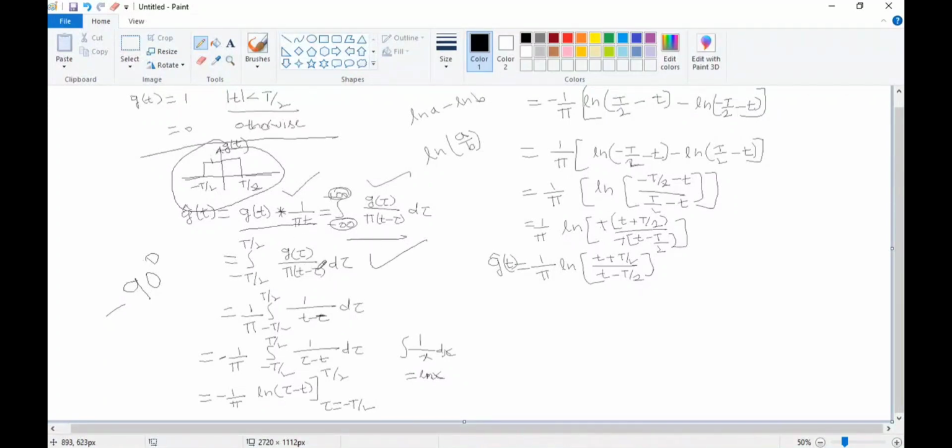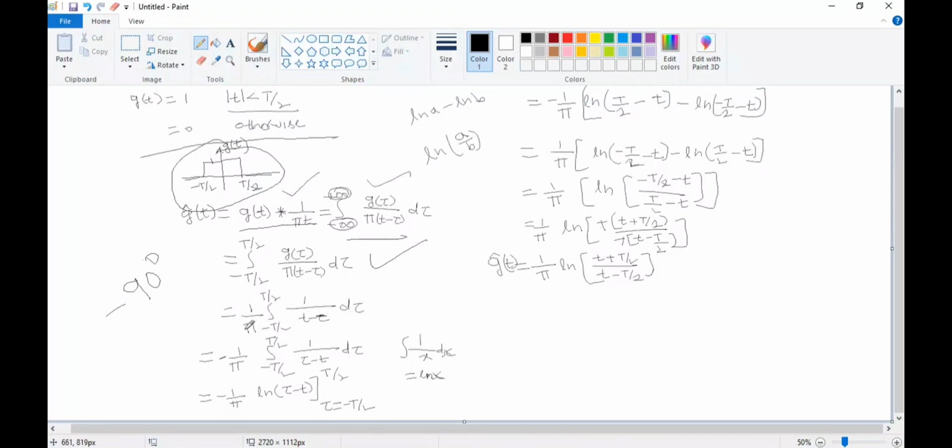So I have used the convolution integral formula, and here g of tau and g of t are the same. g of tau exists from minus t by 2 to t by 2, and its value is 1. So 1 by pi, t minus tau.